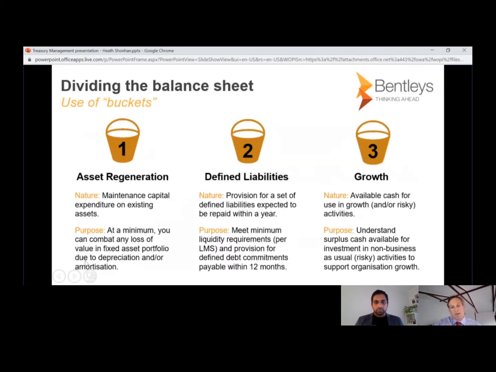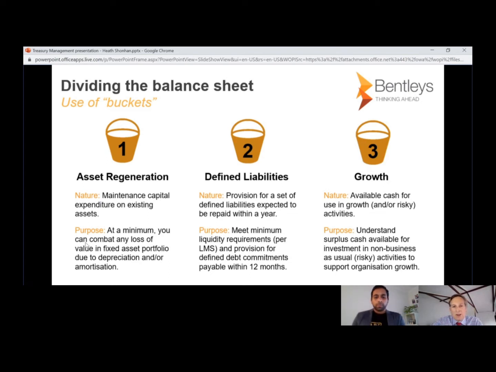So let's talk a little bit more about these buckets now that we've talked through the method of going about evolving your treasury management, and then we've talked about the toolkits or the outcomes that you'll be seeking as a result of that evolution. Let's talk now about the impacts of that. And we really like to divide and simplify the balance sheet in this methodology.